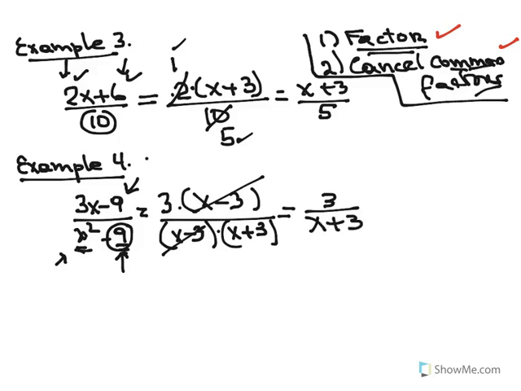I cannot simplify anything else. These 3, if you're thinking about these 3 and these 3, they cannot be simplified. They cannot be simplified because this 3 right here is not a factor. This 3 is a term. And we do not simplify terms. We have to have factors. Okay? So let's go with example.